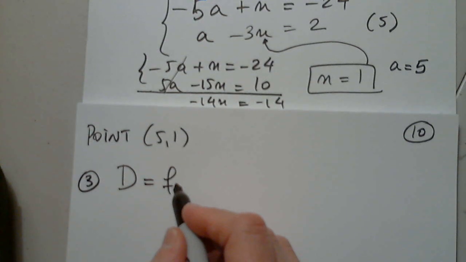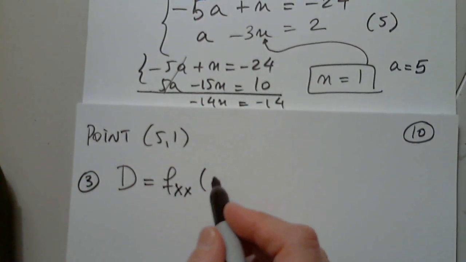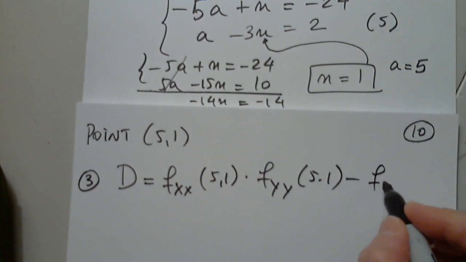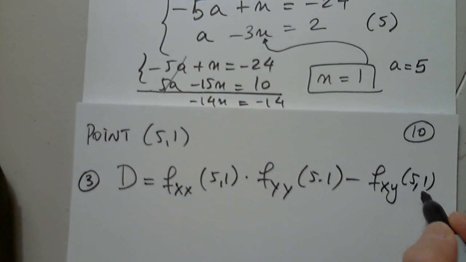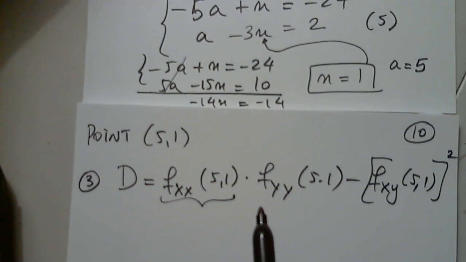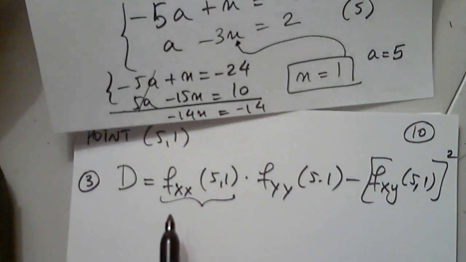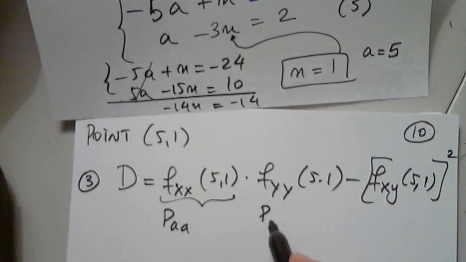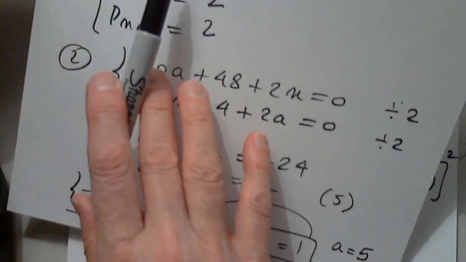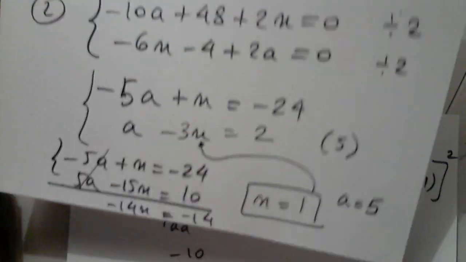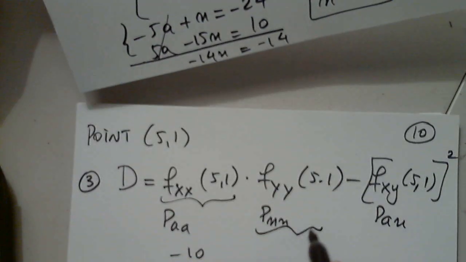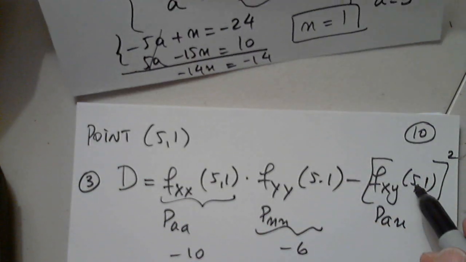So remember: fxx at 5 comma 1 times fyy at 5 comma 1 minus fxy at 5 comma 1 squared. I should have written P, so sorry. So Paa, Pnn, Pan. Sorry about that. So Paa is negative 10. Pnn is negative 6. This is 2, so 2 squared.